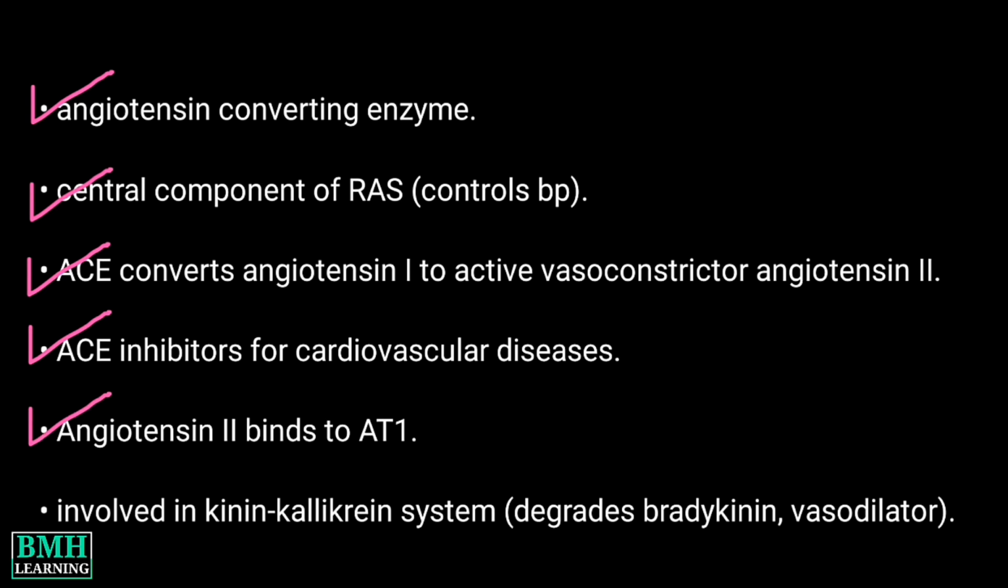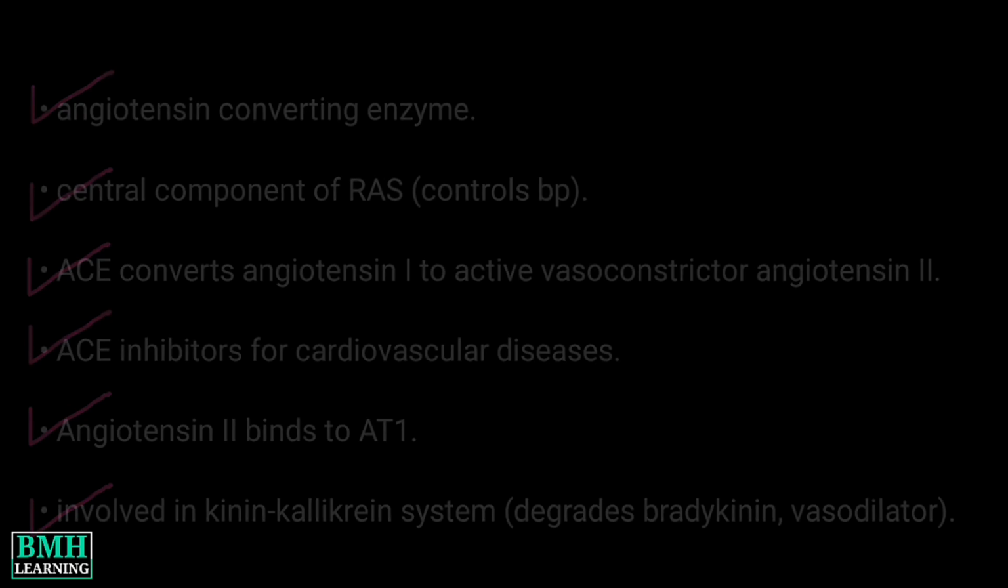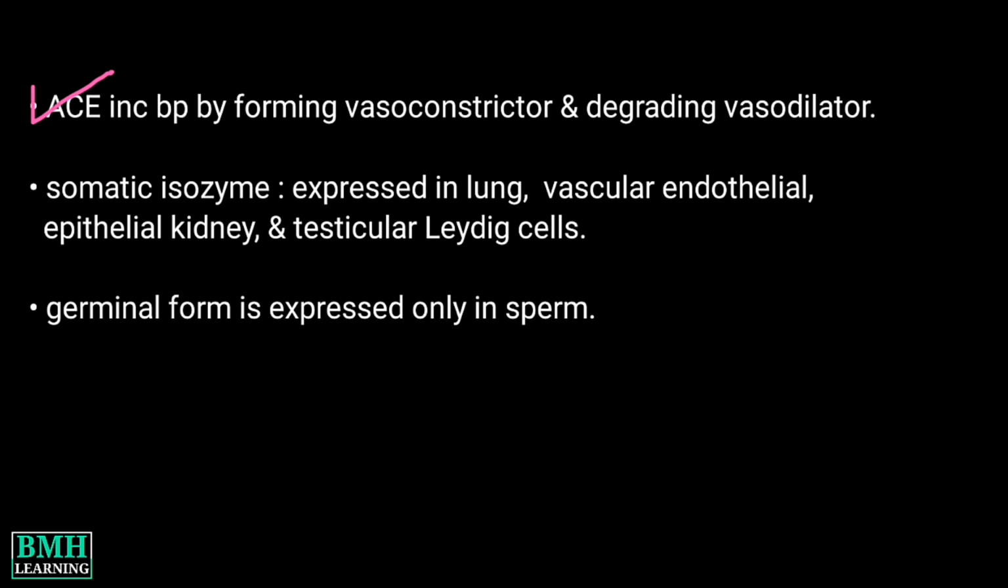Basically, the vasoconstrictor angiotensin 2 binds to the type 1 angiotensin 2 receptor called AT1. The binding between these two sets off a number of downstream signaling actions that result in vasoconstriction and thus increased blood pressure. Along with this, ACE is also involved in renin-kallikrein system. Here, ACE degrades bradykinin, which is a potent vasodilator. So the enzyme increases the blood pressure by both forming the vasoconstrictor and degrading the vasodilator.